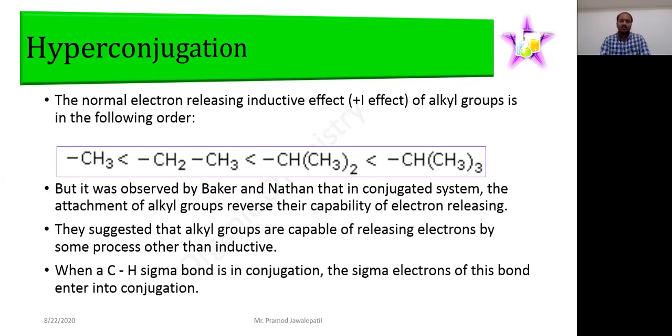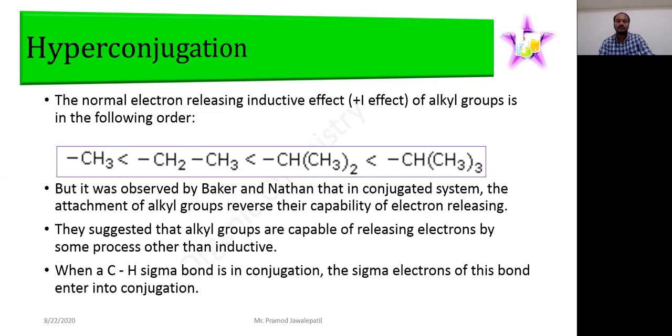Baker and Nathan told us that in a conjugated system, the attachment of an alkyl group reverses its capability as an electron releasing group. They suggested that alkyl groups are capable of releasing electrons by some process other than the inductive method. And how can they share their electrons? By using the bonding pair of electrons. In this hyperconjugation, the carbon-hydrogen sigma bond is in conjugation. The sigma bond electrons of this bond enter into conjugation.